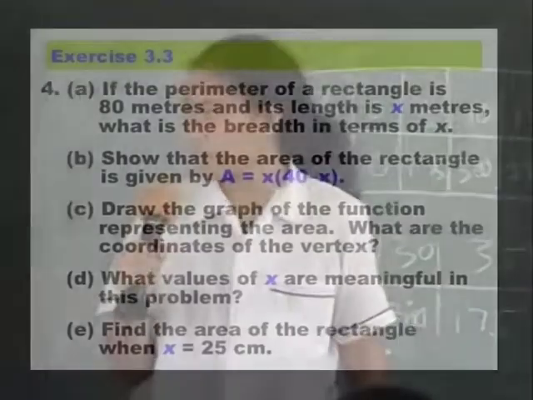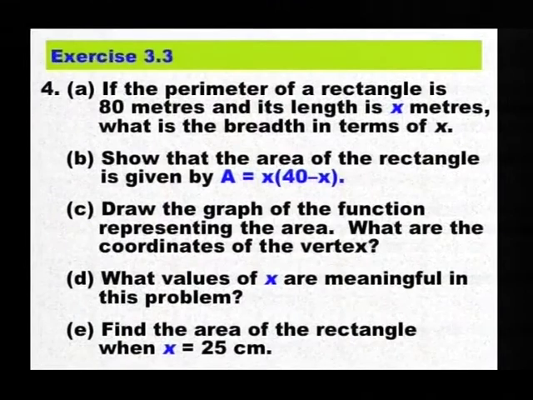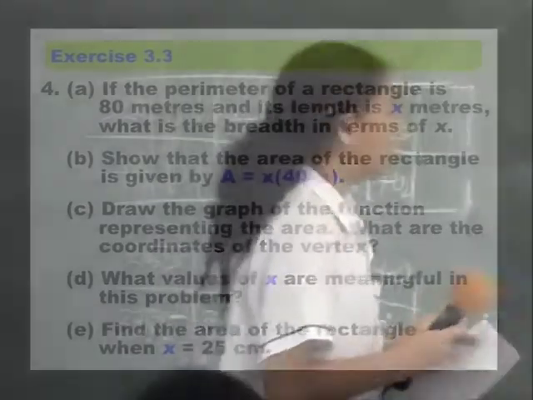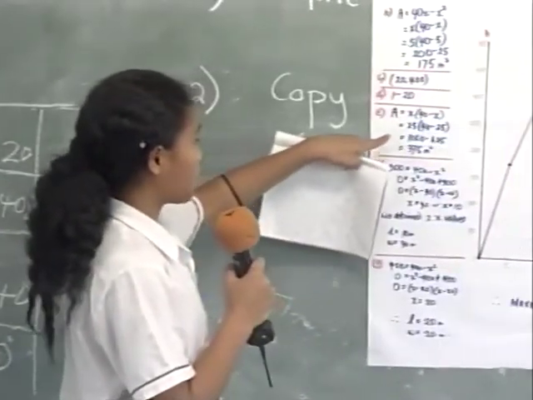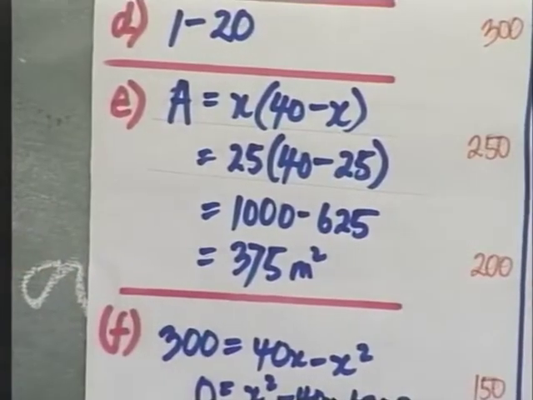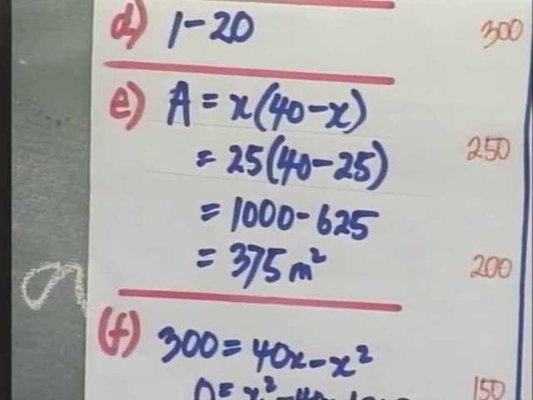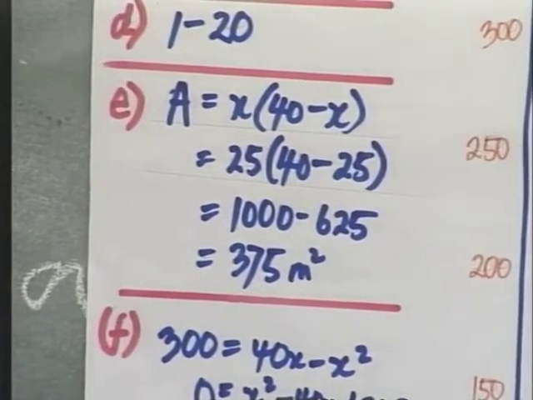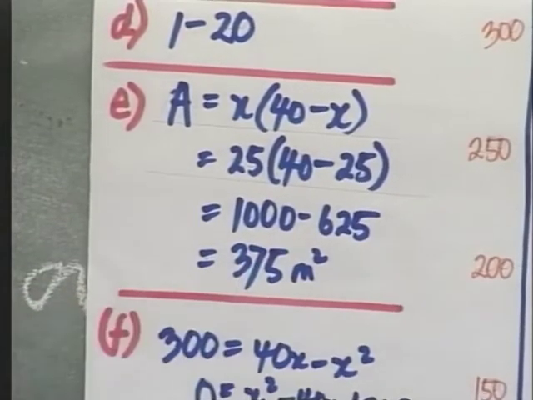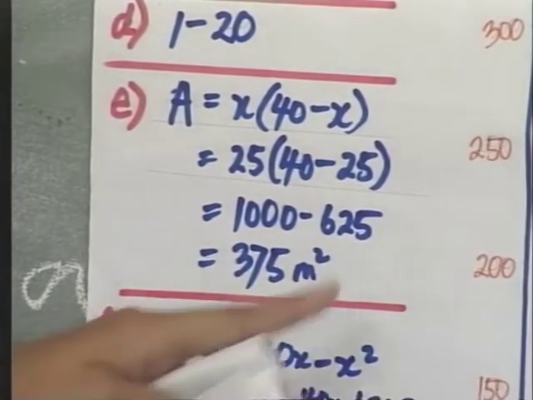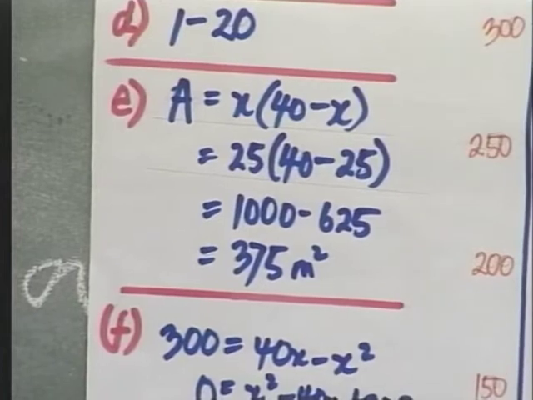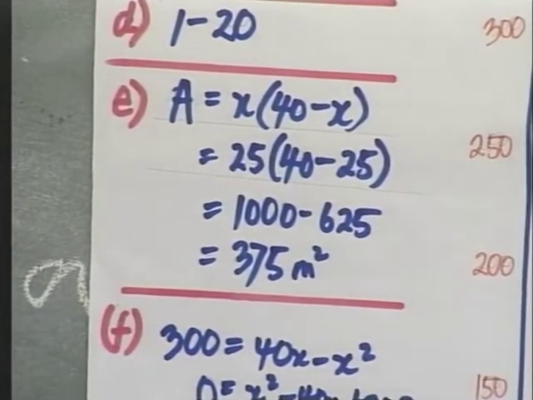Question E reads, find the area of the rectangle when x is 25 meters. So when x is 25, we substitute into the formula x(40 minus x). We get 1,000 minus 625, so the area is equal to 375 square meters.